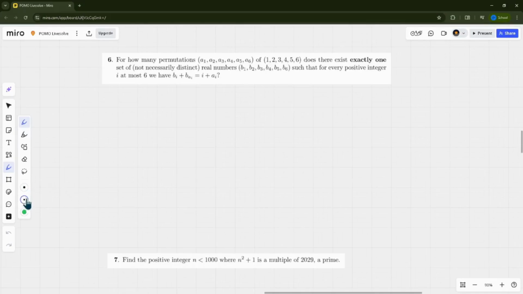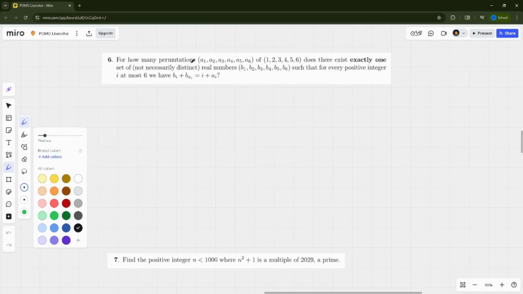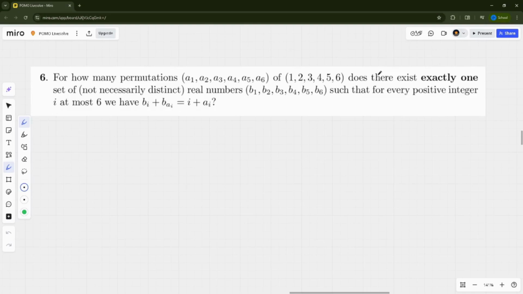Let's start with the first problem. We have a permutation. A permutation is just a reshuffling. For example, a permutation of this list could be something like 3, 6, 2, 1, 4, 5. And we want to find if there exists exactly one set of real numbers. It's nice in these problems to test out different permutations and see what works, what doesn't work, and what makes a permutation work. So we can do some casework.